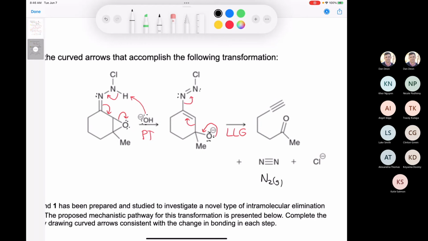But then this nitrogen would exceed an octet of electrons. And so I'm going to make the chloride leave like that. Chloride is the conjugate base of HCl, which is a strong acid. And there you have it. So this is a little more complex in that there's 4 curved arrows in each step. But in the end, all these both represent is first a proton transfer, followed by the loss of a leaving group.